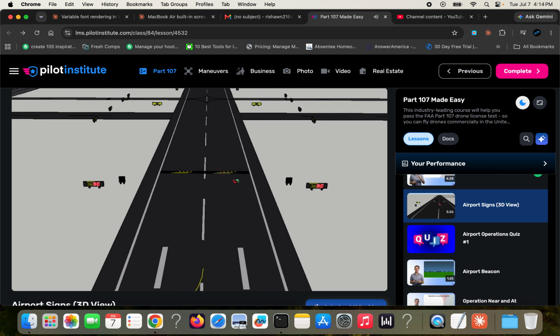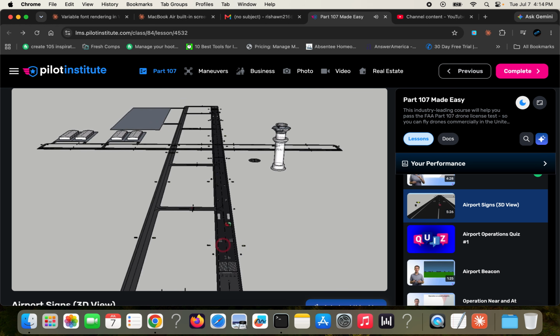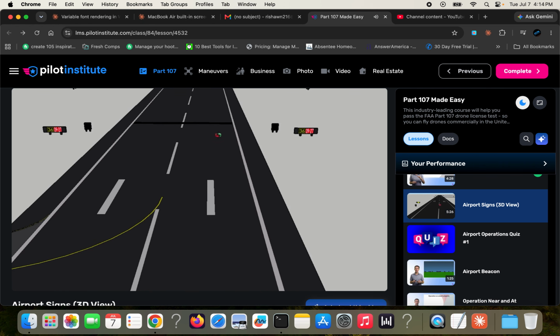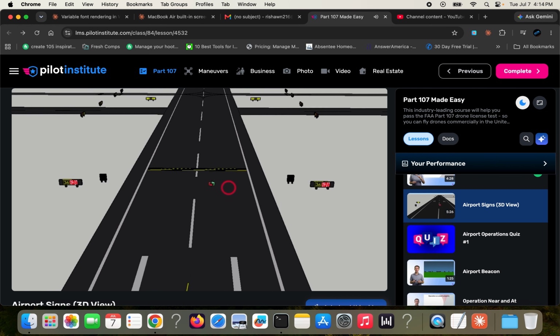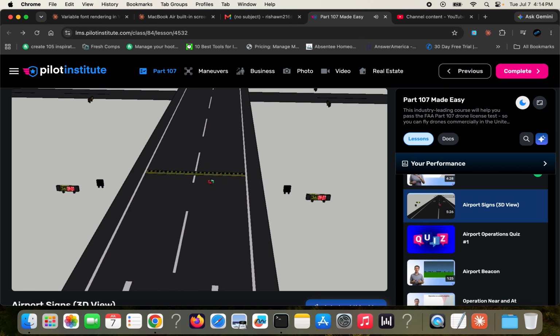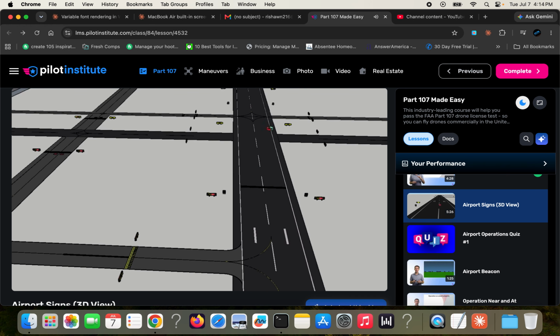So we have land and hold short going on at this airport, which means that if I'm landing on this runway, which is runway 36, and there is a land and hold short operation going on, then on runway 9/27, which is the crossing runway right here, somebody else is going to be landing, so I have to be careful.